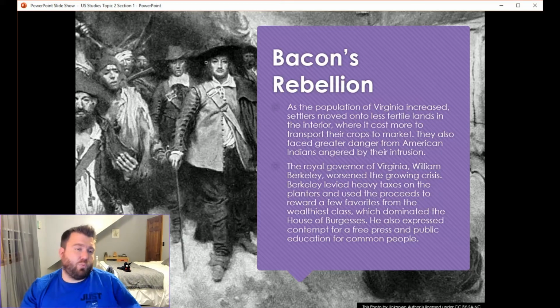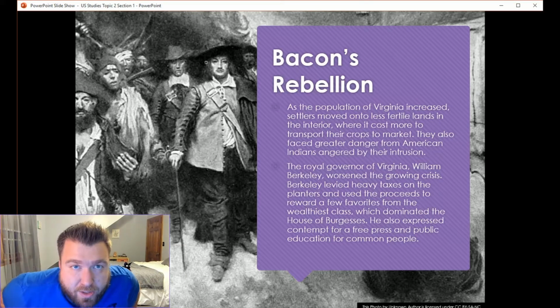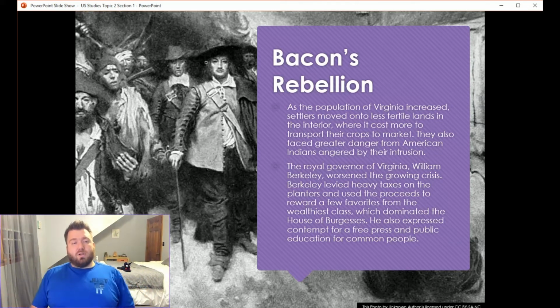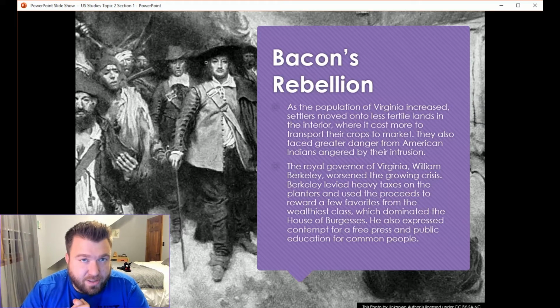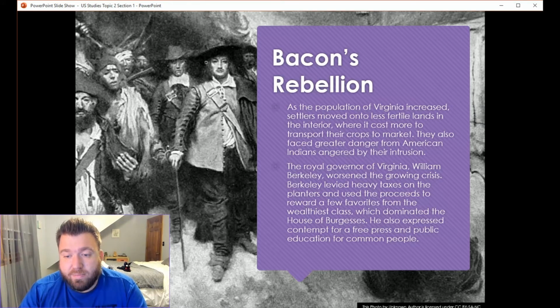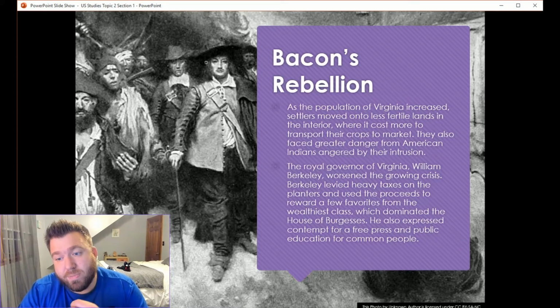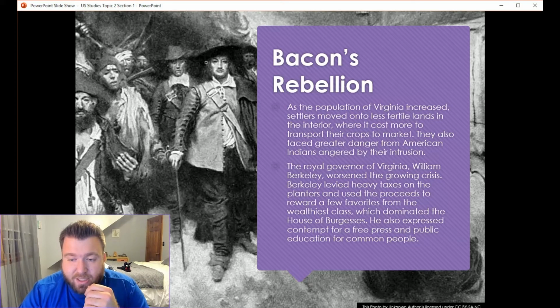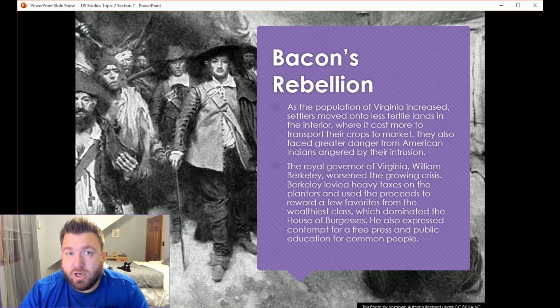So this guy, William Berkeley, he is the governor of Virginia. He is appointed by the Queen. He is not well liked in the colonies. He's going to pass a bunch of heavy taxes on the farmers, and all of the money that he makes from those taxes is just going to go right into his pocket and his buddies' pockets. He's against a free press, which means freedom of information. You know, news people, journalists. He was against the journalists being able to get out there, see the news and report it.